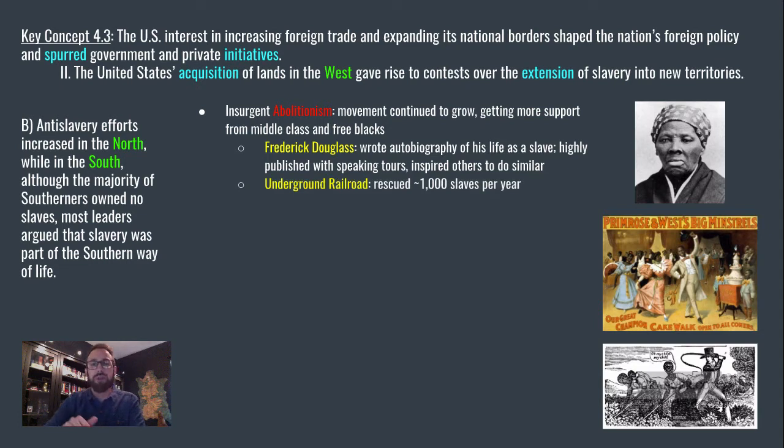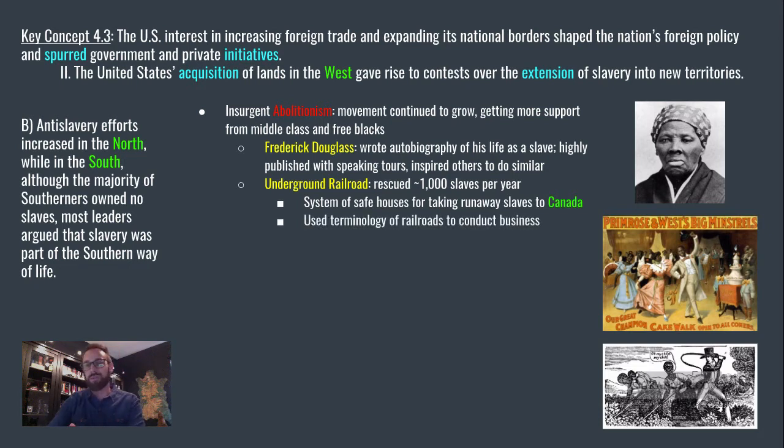Another element of this growing abolitionism was the Underground Railroad. They rescued about 1,000 slaves per year, smuggling them more or less out of the South into the North and often into Canada, where slavery was now illegal. So there was no actual railroad, no tracks, no choo-choos. It was just a system of safe houses, and they would use the terminology of railroads to conduct business.